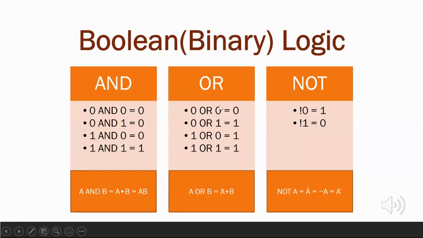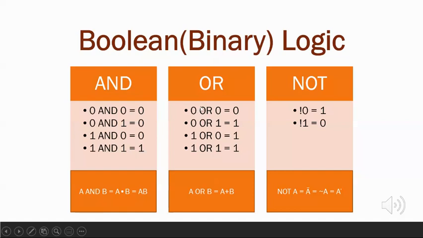In logic AND, 0 and 0 is 0. 0 and 1 is 0. 1 and 0 is 0. 1 and 1 is 1. That means AND logic requires both are 1 and result is 1.